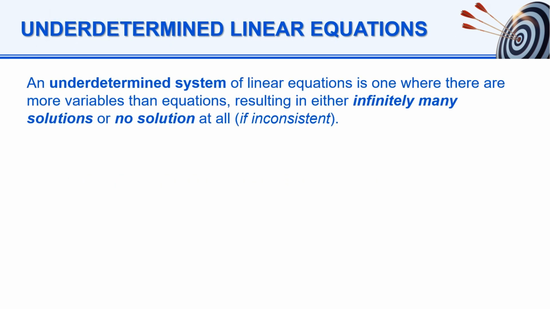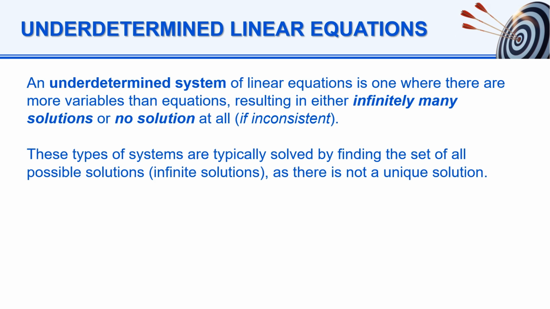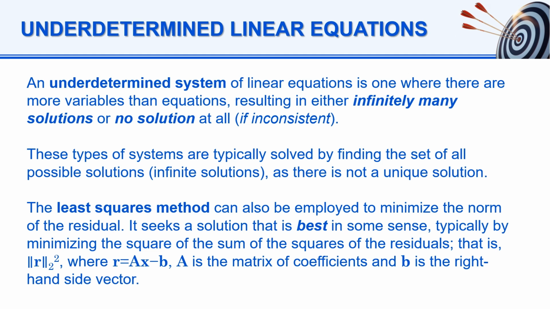An underdetermined system of linear equations is one where there are more variables than equations, resulting in either infinitely many solutions or no solution at all. These types of systems are typically solved by finding the set of all possible, infinite, solutions, as there is not a unique solution. The least squares method can also be employed to minimize the norm of the residual. It seeks a solution that is best in some sense, typically by minimizing the sum of the squares of the residuals, that is, the L2 norm of the residual vector.